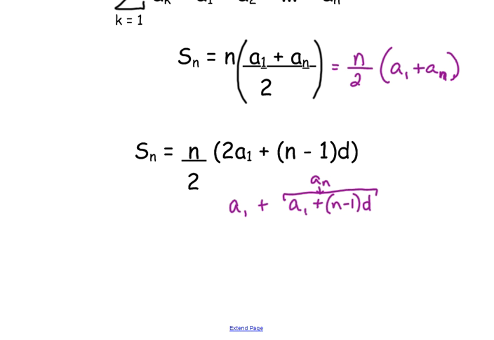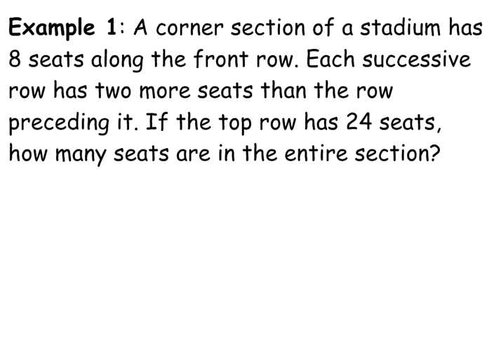So let's use our formula. A corner section of a stadium has 8 seats along the front row. Each successive row has 2 more seats than the row preceding it. If the top row has 24 seats, how many seats are in the entire section? So we do not need to sit here and add 8 plus 10 plus 12 plus 14 plus 16. Now this one would not be that bad because you wouldn't end up having to add that many numbers, but let's look at using our formula here.